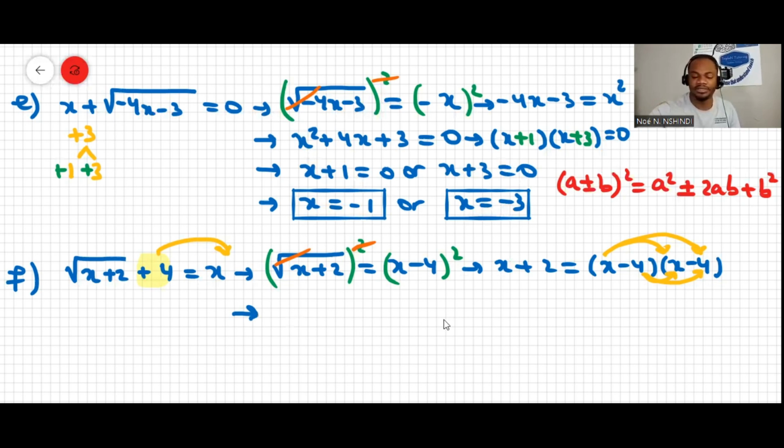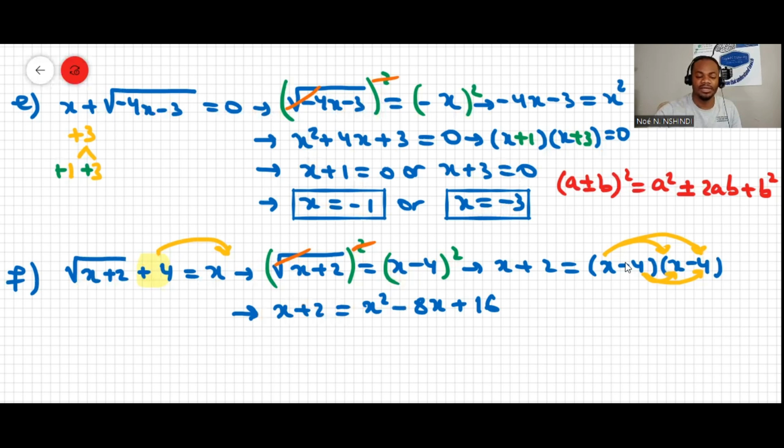So here my a is x and my b is negative 4. So I'm going to say x plus 2 will be equal to x squared minus 2ab, so 2 times 4 times x, that makes 8x, plus b squared, which is 4 squared, 16.